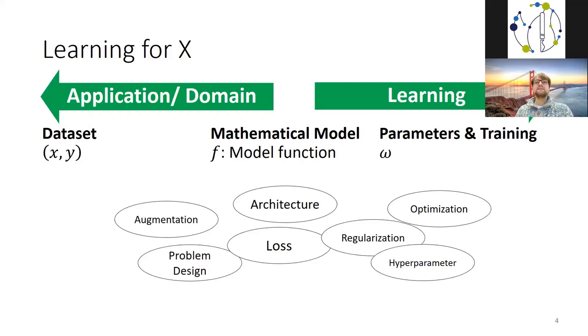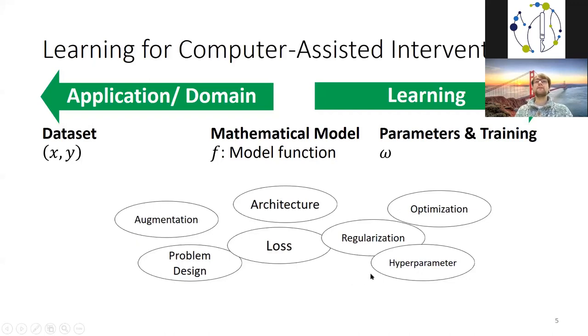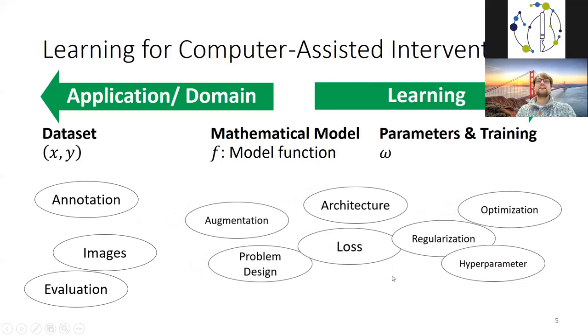And so this spans a field, and a learning specialist will focus on the learning side and will be good at the learning-centric things. But as CAI researchers that are using learning methods, we have the advantage of knowing that this is not everything, that we have to know more than that. So as domain and applied researchers, we have to pay more attention to the dataset-centric or application-centric side, which introduces aspects like annotations, images, or how to evaluate.